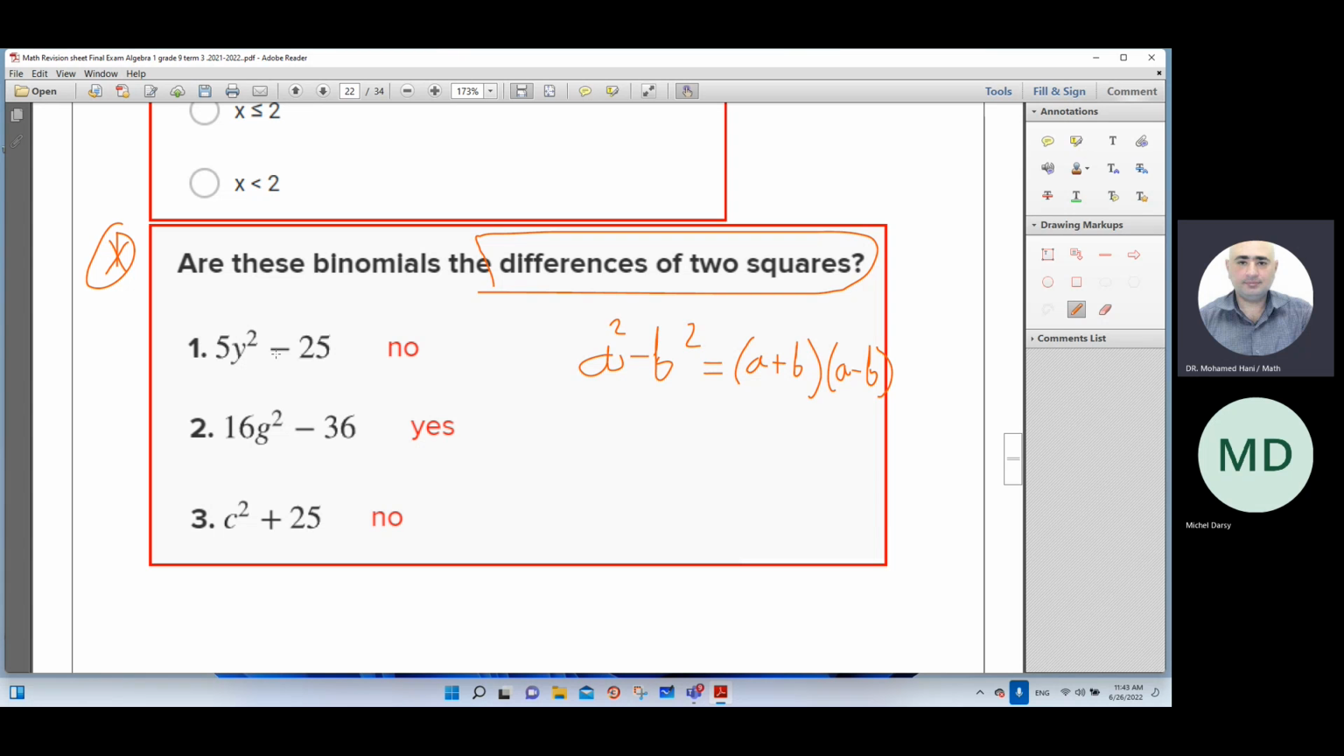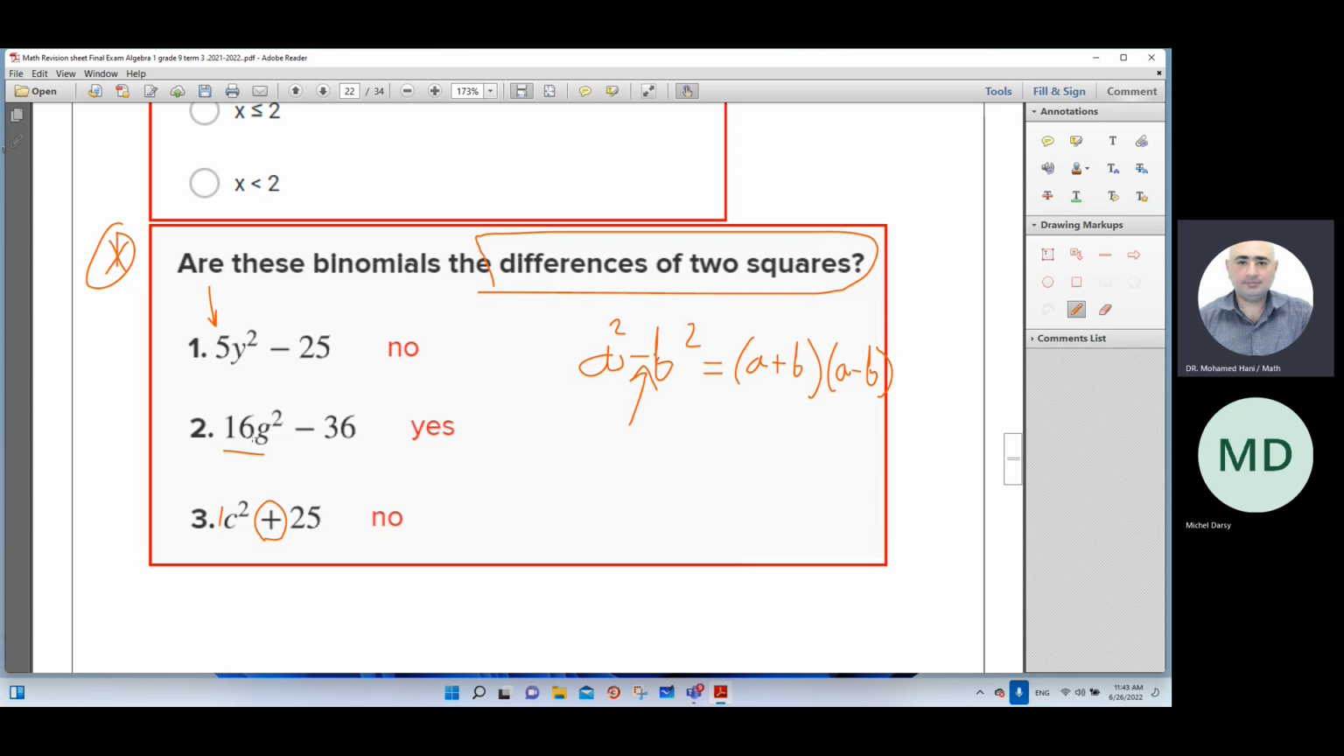And here we have 5y squared. As you see here, we have 5, which is not a square of any number. So this is no. And down here, we have c squared plus 25. And here we have plus, and the rule we want to use is minus. So this is not a polynomial of the difference of two squares.